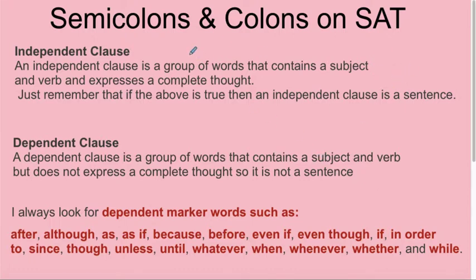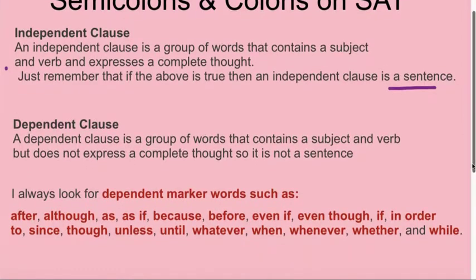To know what to do with semicolons and colons, you have to know the difference between an independent clause and a dependent clause. An independent clause, again, is a group of words that contains a subject and a verb and expresses a complete thought. If that is true, then an independent clause would be a sentence. Whereas a dependent clause is a group of words that can contain a subject and a verb, but does not express a complete thought. So it's not a sentence. It's not something that makes sense.